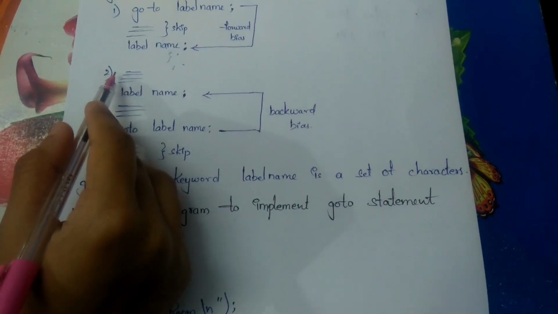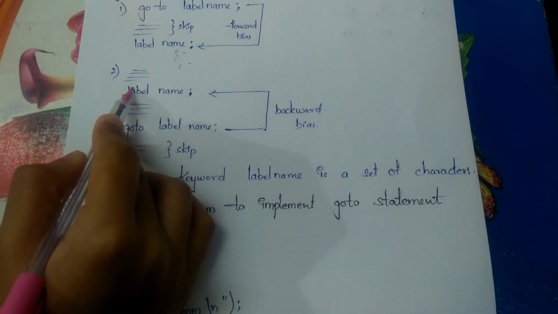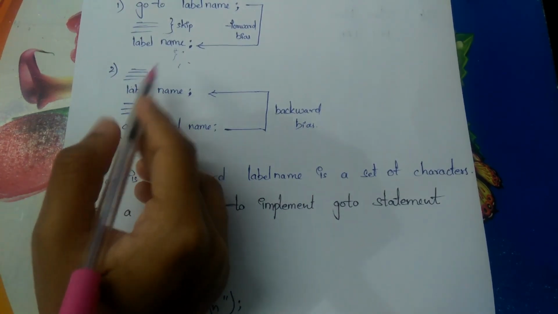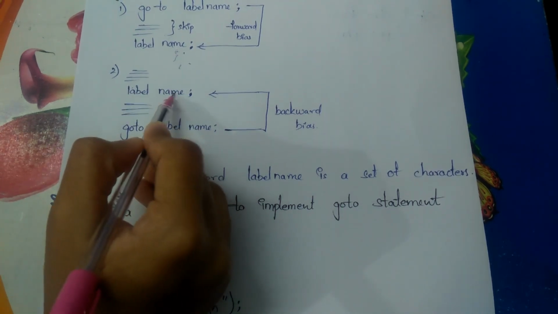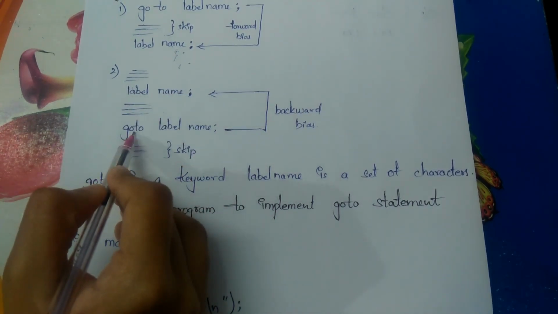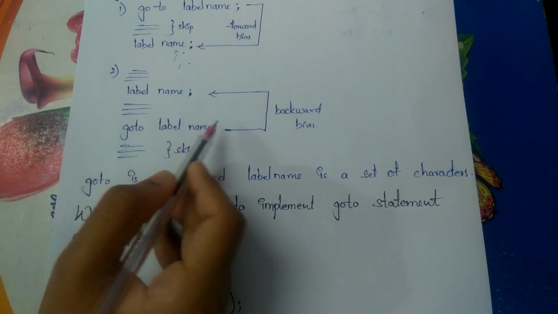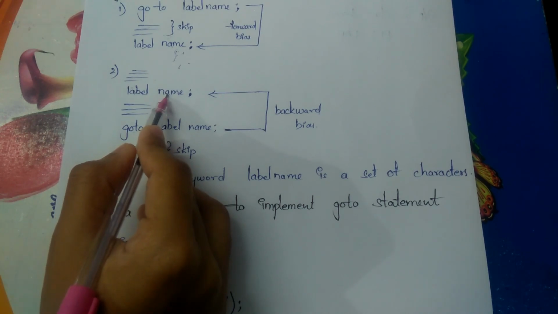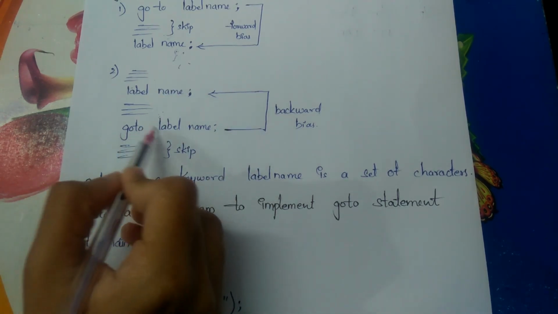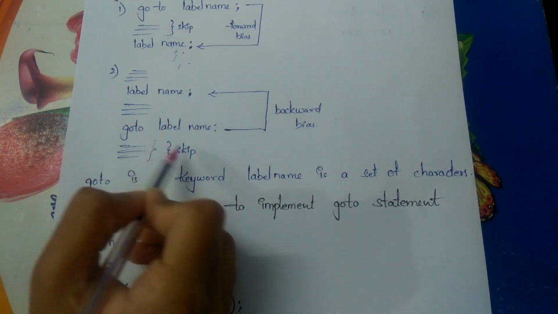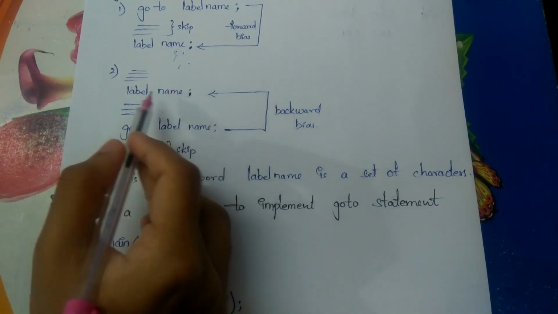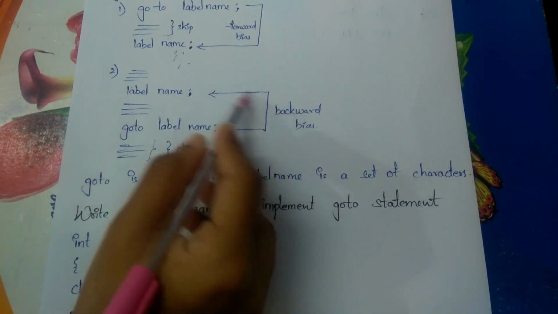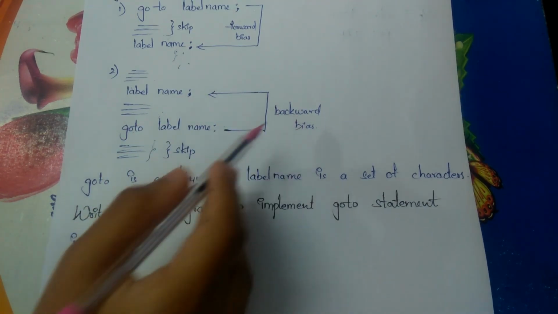Now in the second case, this is also a syntax for goto. We write some statements, and after that I write one label name, and after some statements I say goto label name. Again it goes back to the label name and those statements will be printed here. After the goto, whatever statements are there will be skipped and it directly goes to the label name, wherever the label name is present. This is called backward jump.